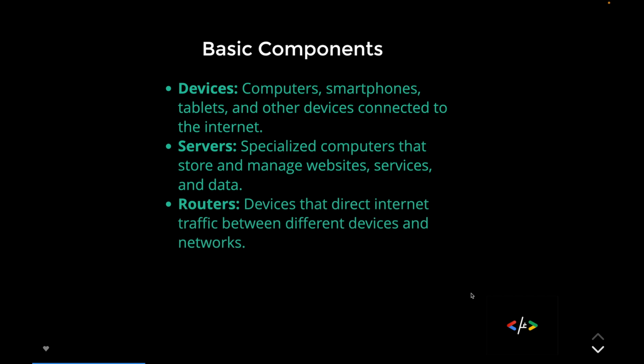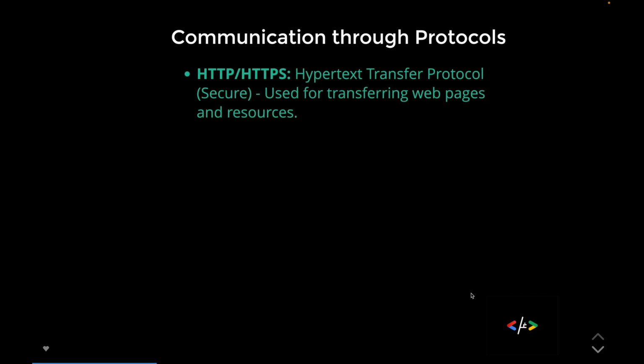Then we have the routers, which are devices that direct internet traffic between different devices and networks. Then we have the way in which these interconnected computers communicate with one another. They communicate through protocols, and among the protocols we have, number one, HTTPS, the Hypertext Transfer Protocol Secure. This is a communication protocol that is basically used to transfer web pages and resources. Mainly this is the one you use every day when you access the internet.